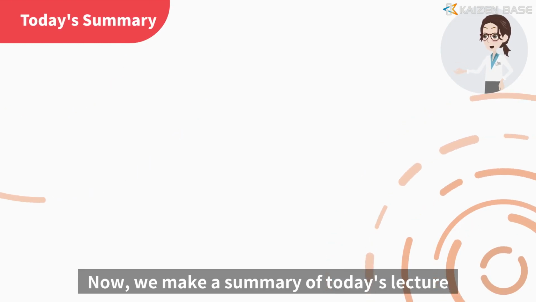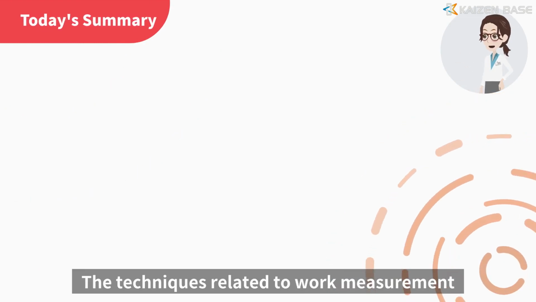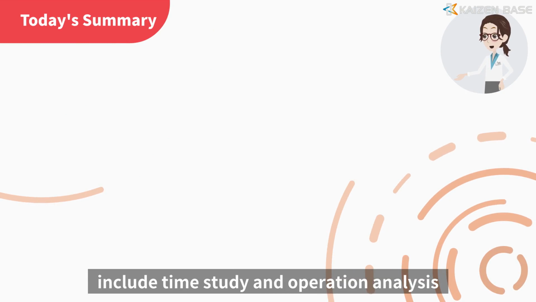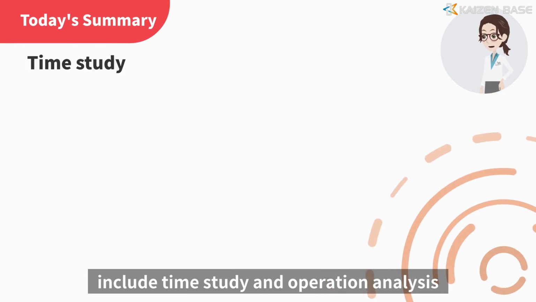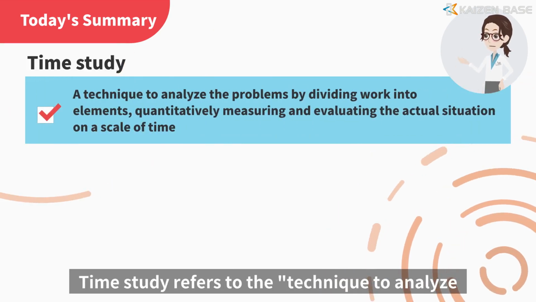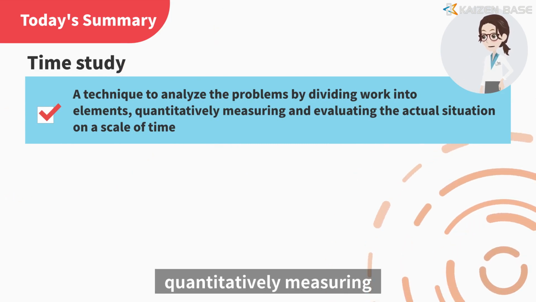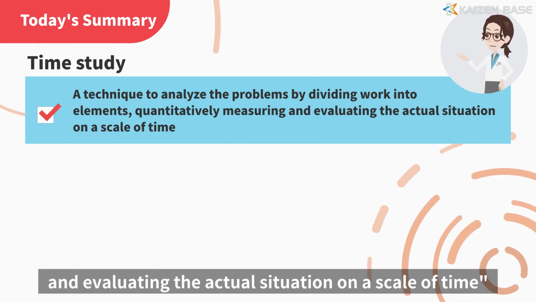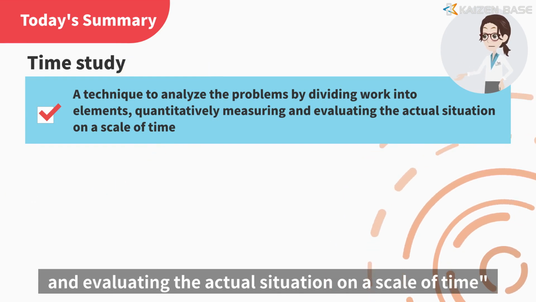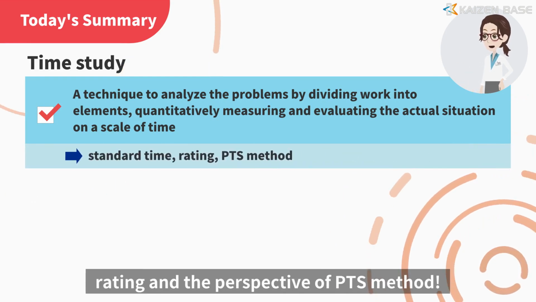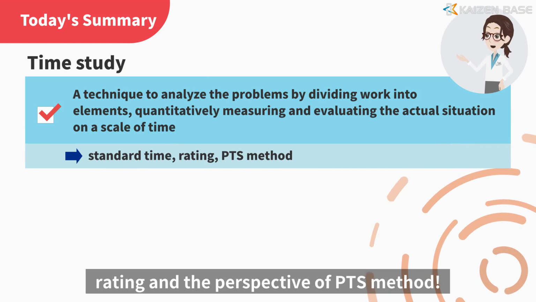Now, we make a summary of today's lecture. The techniques related to work measurement include time study and operation analysis. Time study refers to the technique to analyze the problems by dividing work into elements, quantitatively measuring and evaluating the actual situation on a scale of time. The points are standard time, rating, and the perspective of the PTS method.